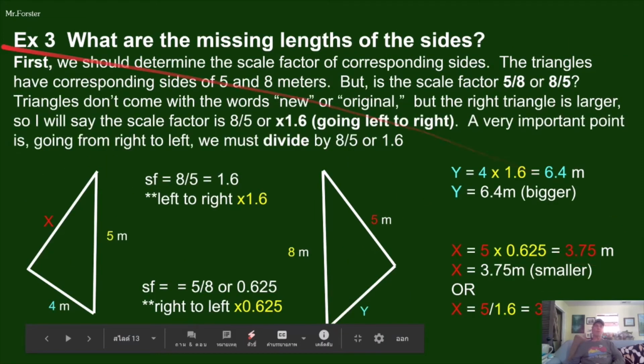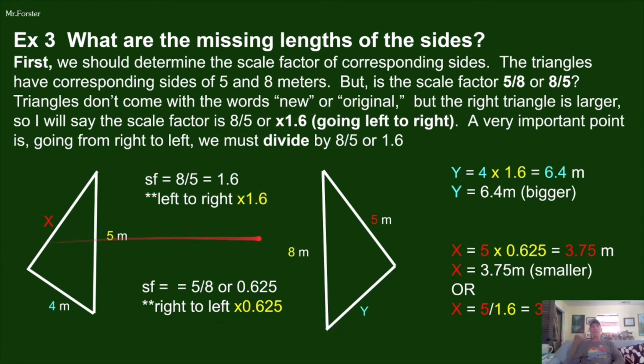Okay, next. What are the missing lengths of the sides here? Well, here we have no new or original. We have 5 and 8 and X and 5 and 4 and Y, and I color-coded them. And notice that they are not in the same orientation. This triangle has been flipped over. But I can still determine the corresponding sides are 5 and 8. The yellow sides are the only sides that we have the numbers for.